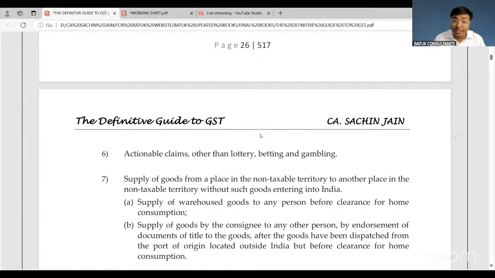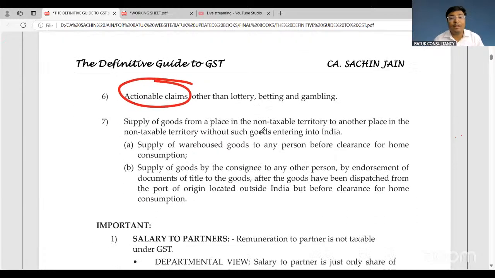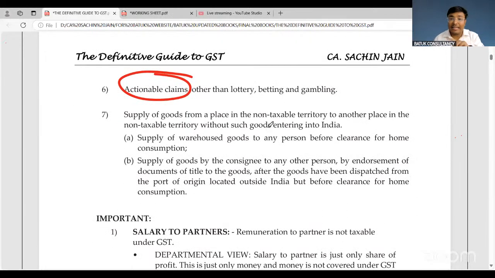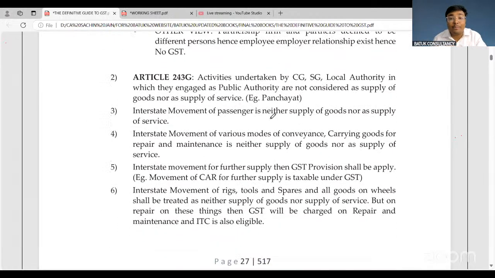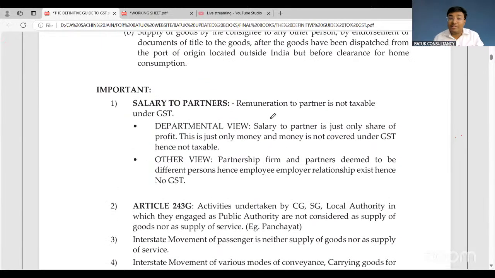Actionable claims, no GST. Neither supply of goods nor supply of services. But in case of lottery, betting, and gaming, yes, GST is applicable. We'll discuss lottery, betting, and gaming in a very detailed way when we discuss the valuation part. Now, supply of goods from a place in a non-taxable territory to another non-taxable territory, without such goods entering into India, the same will be treated as neither supply of goods nor supply of services.